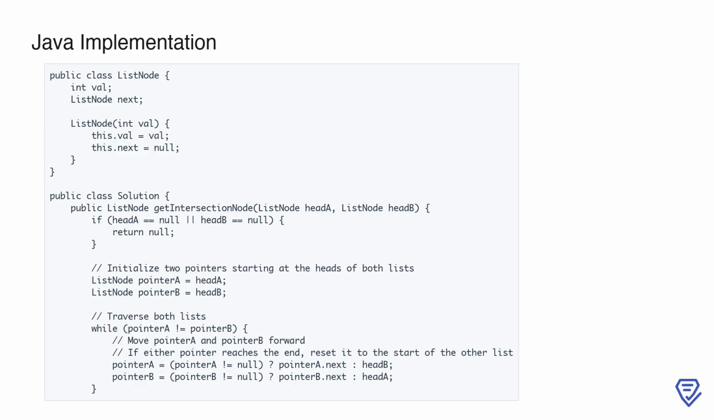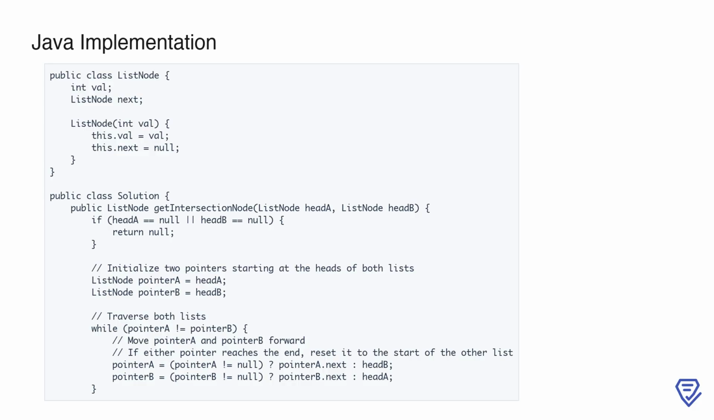First, we check if either list is null. If so, there's no intersection, and we return null immediately. Next, we initialize two pointers, pointer A and pointer B, to traverse the two linked lists starting from their respective heads. The key idea here is that as these pointers traverse the lists, they will eventually align by switching to the head of the opposite list when they reach the end of their current list. This ensures that both pointers traverse the same total length, even if the lists themselves have different lengths.